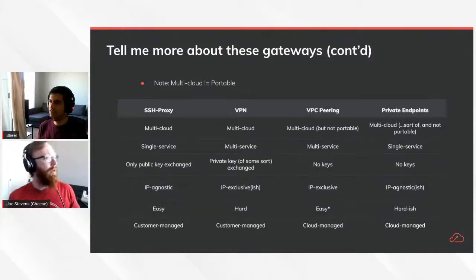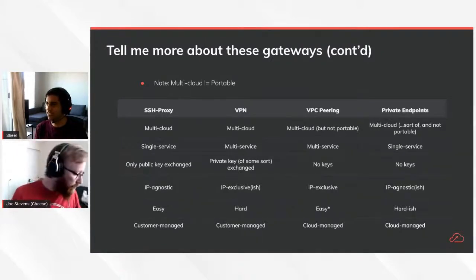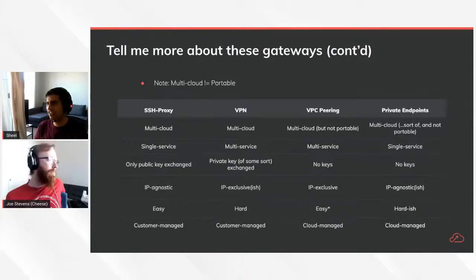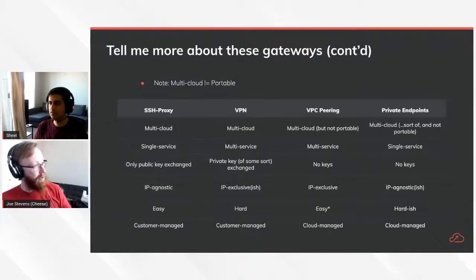Go ahead. I kind of want to poke a little bit about throughput, because I think it was one of the big criteria. And as you just talked about, the private endpoints have great throughput. VPC peering, it sounds like similar. So everything cloud managed has this fantastic throughput. So when we're talking about SSH proxy and VPN, are there solutions on the customer-managed side where they can get their throughput up? Or do you typically see the recommendation moving towards these cloud managed solutions? That's a really good question.